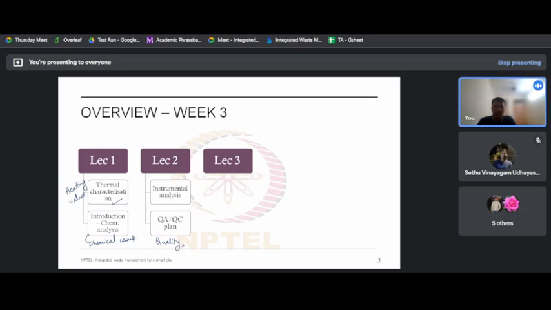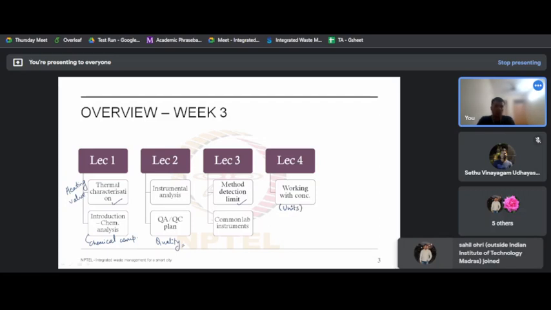Then we had the third lecture that was concerned with the method detection limit. What is MDL? It is the minimum value that a machine can detect with a decent level of accuracy. Then we had the common lab instruments which are used. This included spectrophotometers and other experiments. Then in lecture 4, we had how do we work with concentrations? What are the units that we use? Followed by this, we had the statistical analysis.